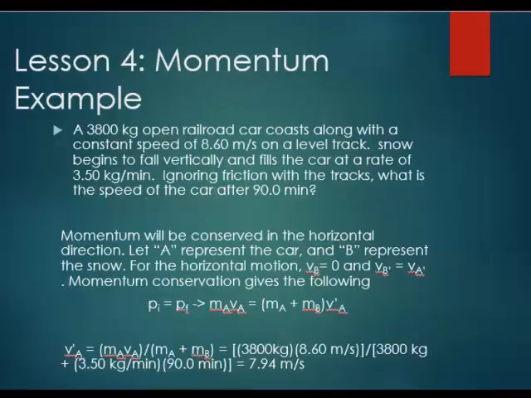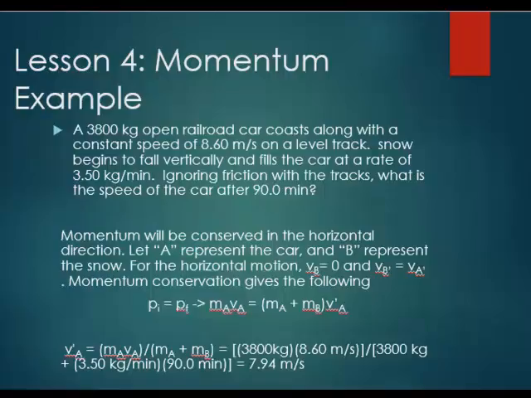So now that we have a little bit of a better understanding of the basics of momentum, let's look at an example. A 3,800 kilogram open rail car coasts along with a constant speed of 8.6 meters per second on a level track. Snow begins to fall vertically and fills the car at a rate of 3.5 kilograms per minute. Ignoring friction with the tracks, what is the speed of the car after 90 minutes? So momentum will be conserved in the horizontal direction. We're including both of those in the system.